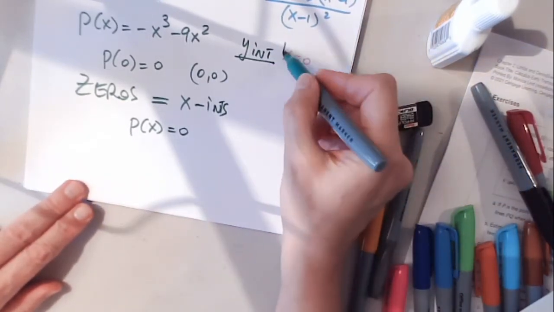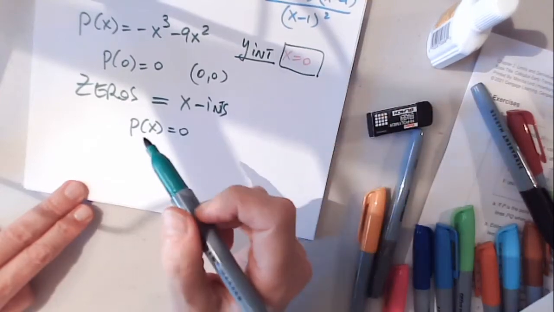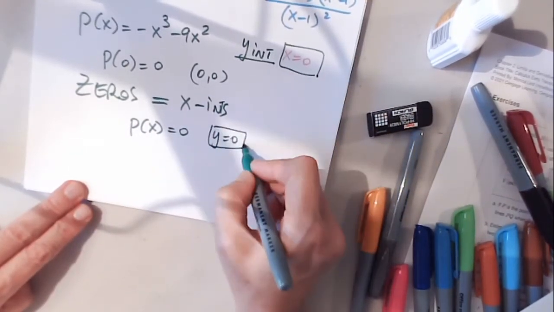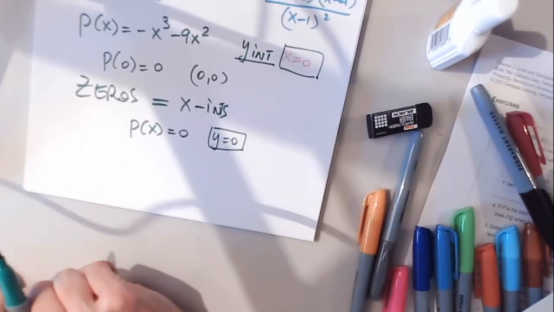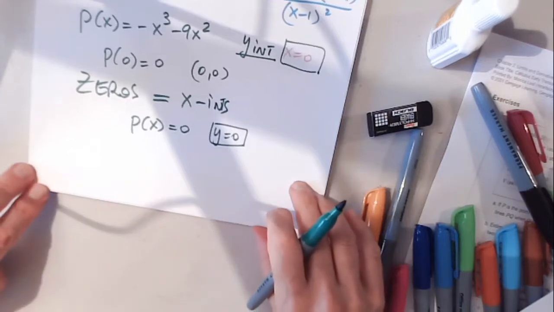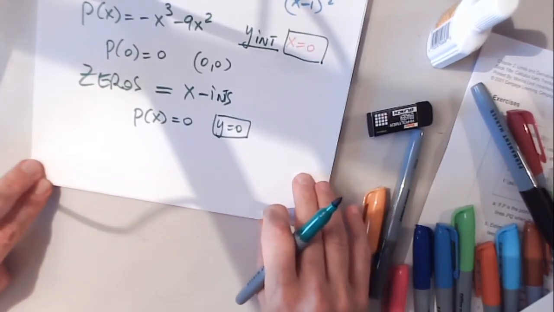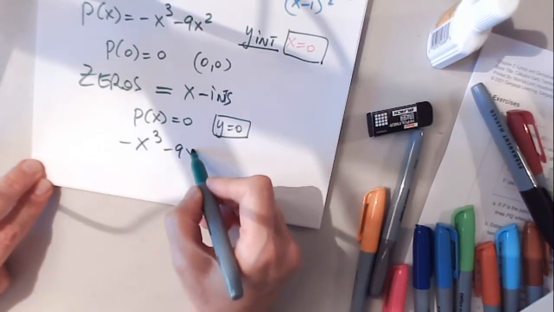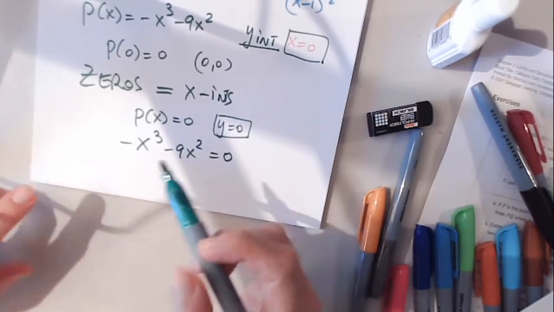So the y-intercept requires x equals 0. The zeros require y equals 0. So I have to set y equal to 0, or the function equal to 0, and then solve for x. Agreed? Everyone? Yes. Thank you. So negative x cubed minus 9x squared equals 0.